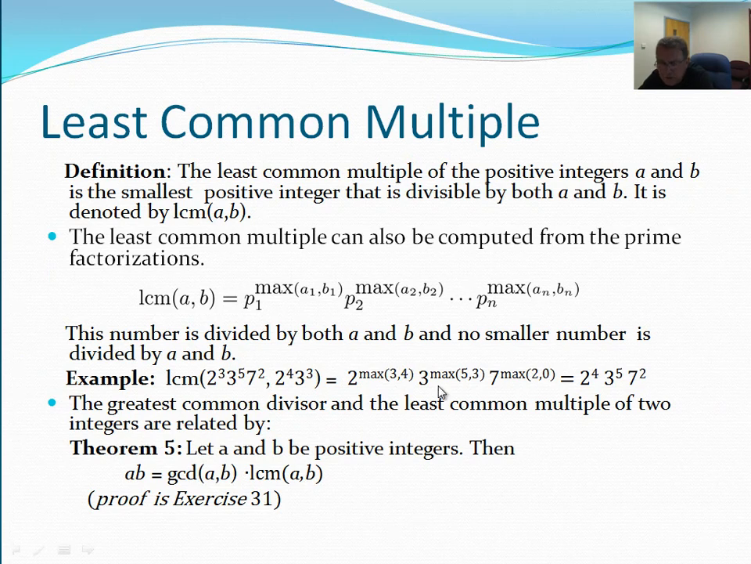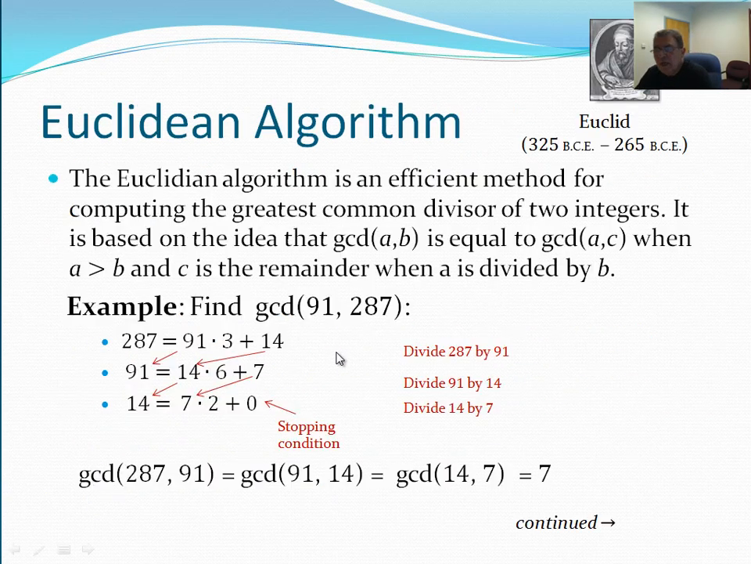Also, there's another theorem that says if you have two positive integers A and B, the multiplication of those two numbers, for example 120 times 500, is equal to the greatest common divisor of A and B times the least common multiple of A and B. And you can see that it works.